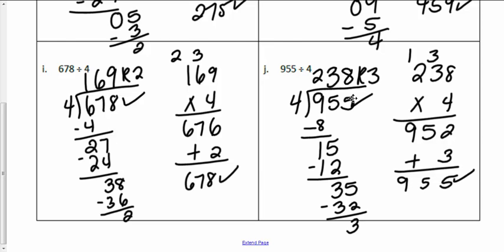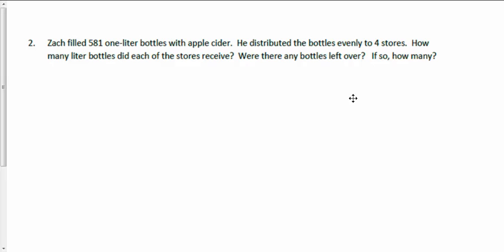All right, last problem. We have an application problem here, and it says Zach filled 581 1-liter bottles with apple cider. He distributed the bottles evenly to 4 stores. How many liter bottles did each of the stores receive? Were there any bottles left over? If so, how many? Okay, so that was my read.